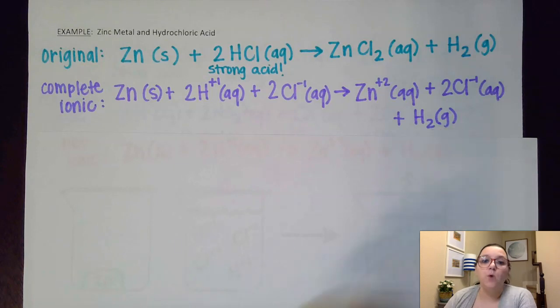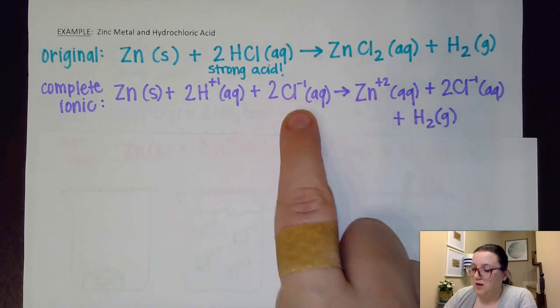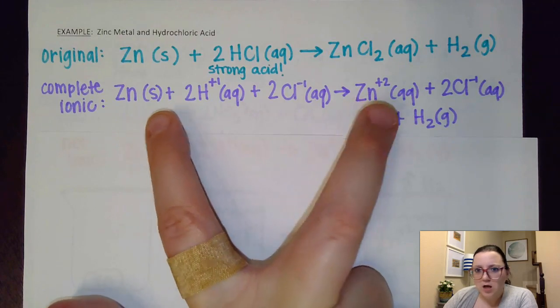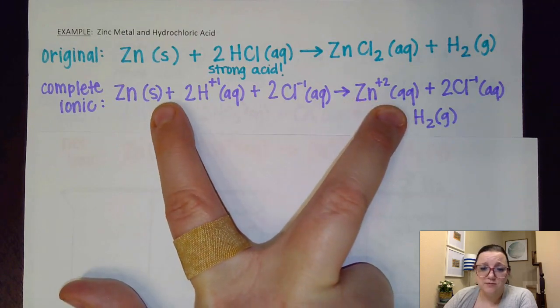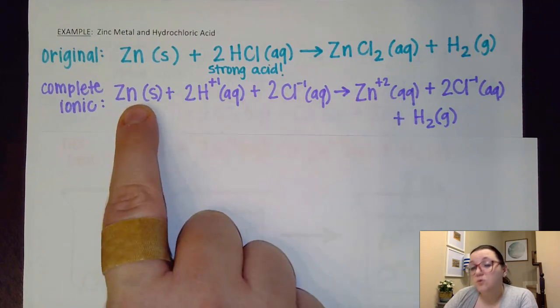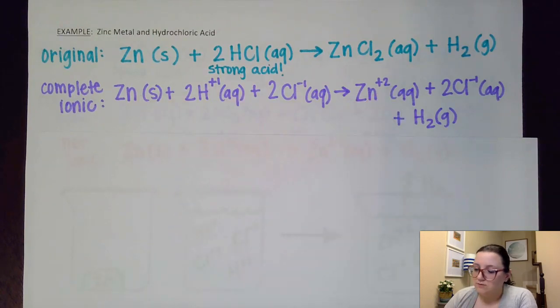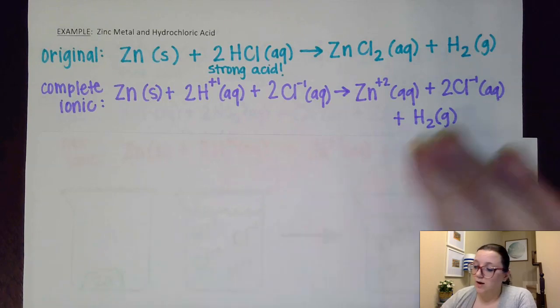Now here's what I would want to look and see: what stayed the same from side to side. I see that the only thing that stayed exactly the same from side to side were those two chloride ions. And I know some people are like, well, wait, I have zinc by itself on both sides, but look at those states. They're very different on either side. Here I have neutral zinc, and here I have zinc ion. So that's totally different. So my only spectator ions here were those chloride ions.